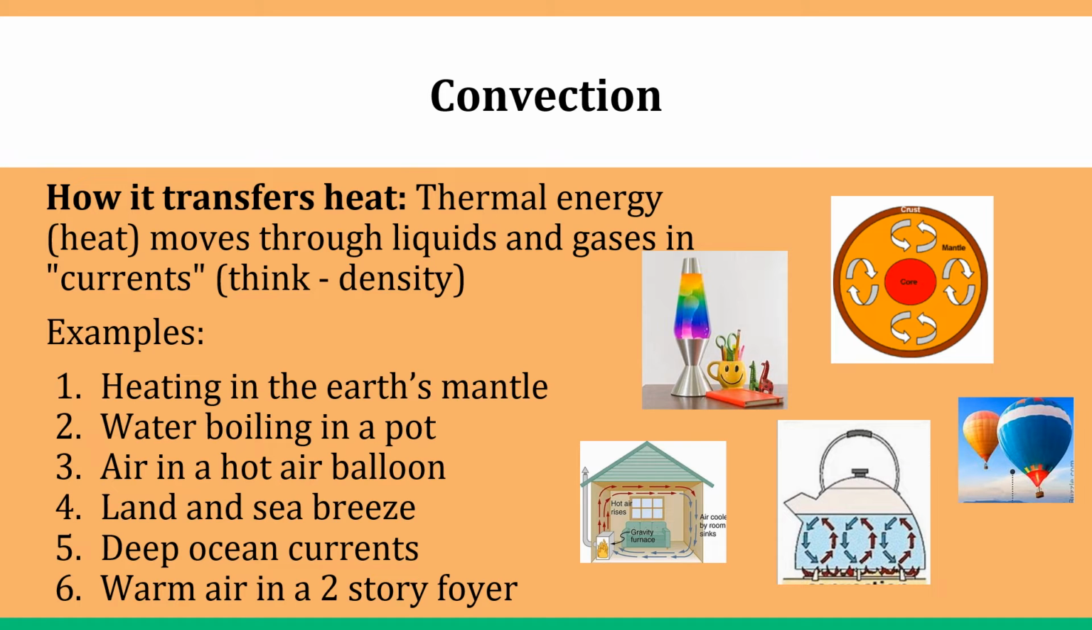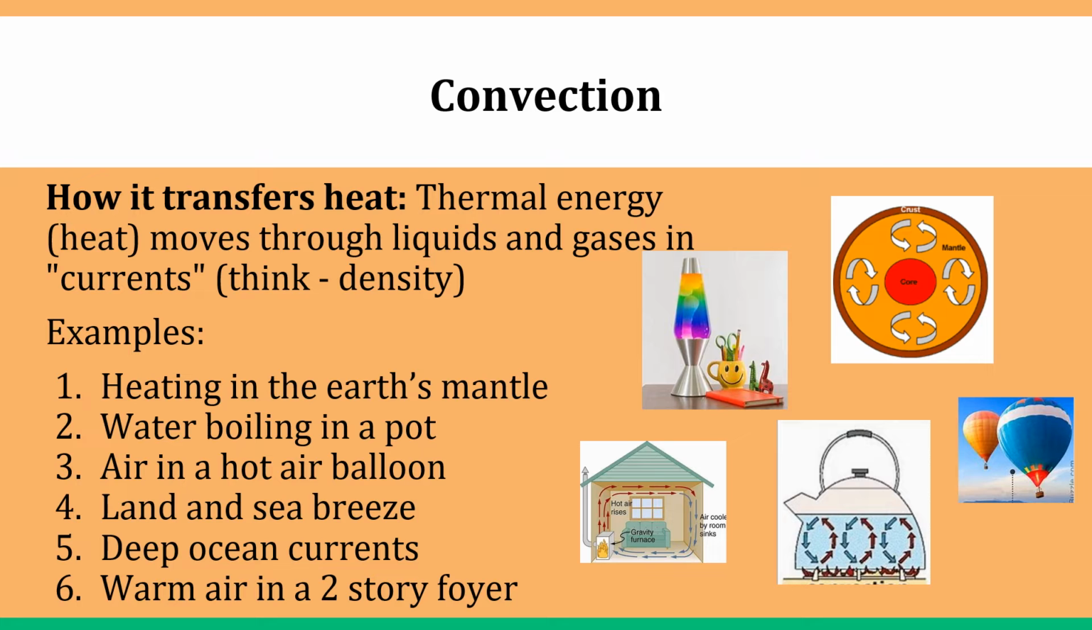The next type of heat transfer we're going to talk about is convection. We talked about this way back in the beginning of the year when we talked about convection currents in the mantle, when hot magma rose to the surface and cooled off and then it sunk because it changes in density. Well, that's the same as convection here. It's when thermal energy or heat moves through liquids and gases in currents. So it's moving up, it's moving down. Another way I like to think about it is it's circulating. So think of the density. Hot is rising, cool is falling, and it's circulating the whole time.